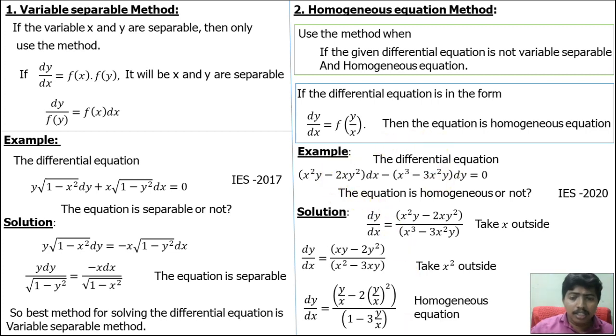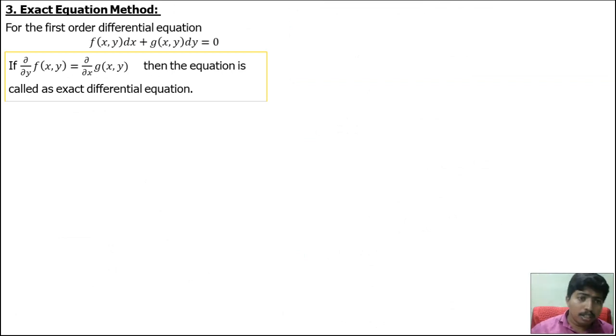Next, the third method, exact equation method. If the equation is in the form of function of x comma y into dx plus function of x comma y into dy is equal to 0, and if it satisfies this condition, we have to differentiate the coefficient of dx with respect to y variable. Then we have to differentiate the coefficient of dy with respect to x variable. If both are equal, then the equation is called an exact differential equation. If this condition is satisfied, we may choose this exact equation method.